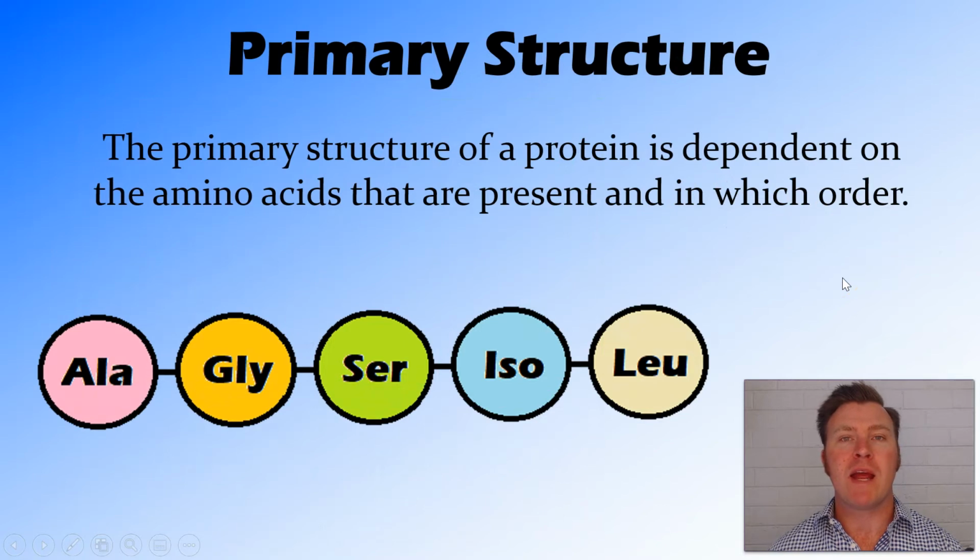Okay, so we break up the different way we describe the structure of proteins into 4 different stages. So the primary structure is just what amino acids are present and what order they're in. So that's the specific sequence of amino acids that makes up this polypeptide. So here we see we have an alanine, a glycine, a serine, an isoleucine, and a leucine. So that is our primary structure. It is the amino acids that are present and the order that they are in.